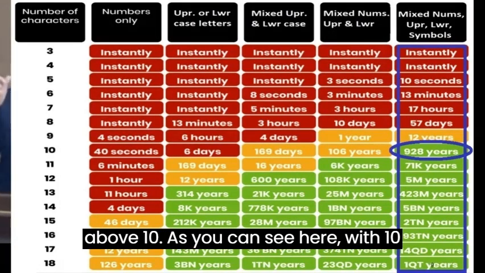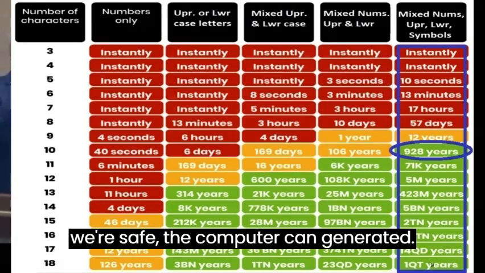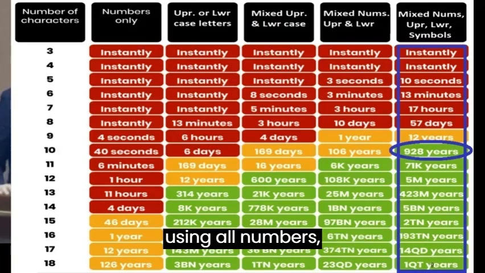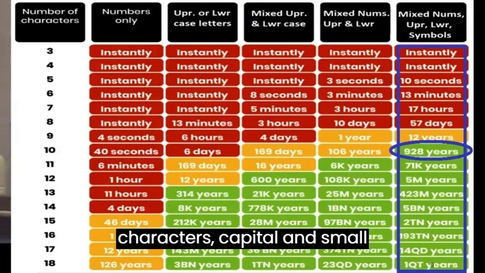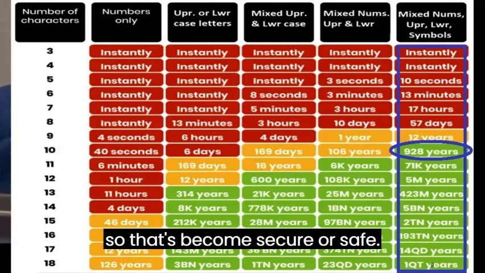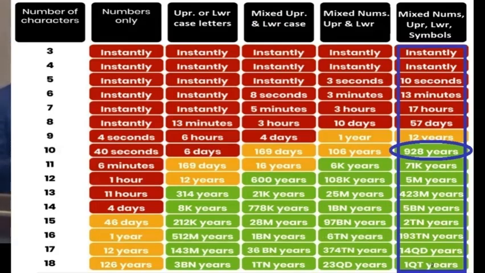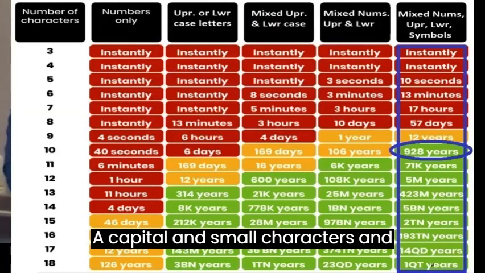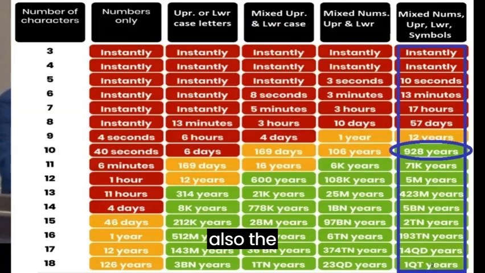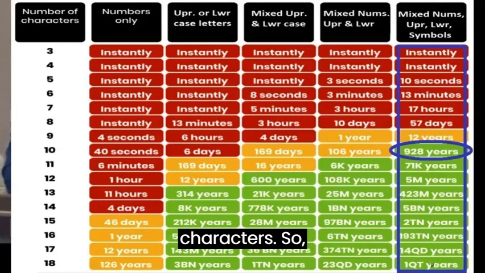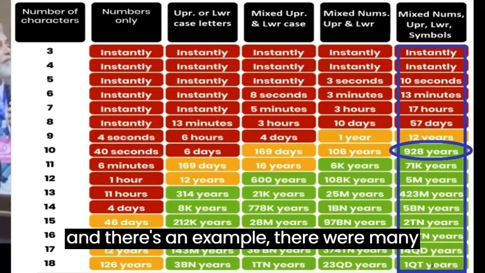As you can see here with 10, we're safe. The computer can generate it in 920 years. Generate all possible combinations of 10 characters if we're using all numbers, characters, capital and small, and also include the special characters. So that becomes secure or safe. So also try to use in your password capital and small characters, and also the numbers, and also include special characters. So, and there's an example.